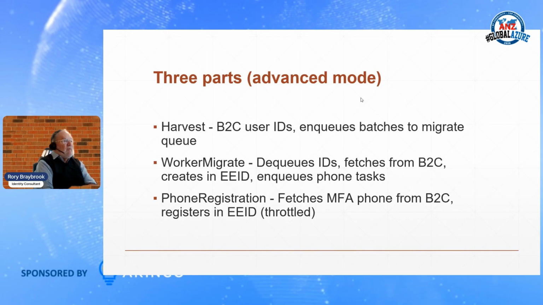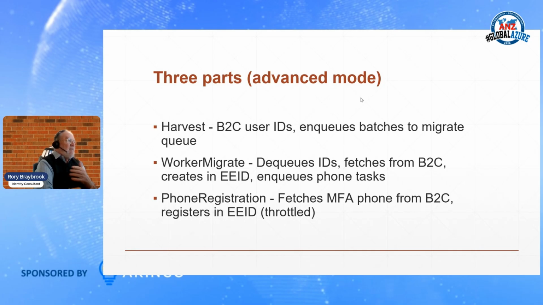Now, the advanced mode basically is around phone numbers, MFA, and all that kind of thing. So what it does is it gets the B2C user IDs and enqueues them in batches, but not Azure storage, not blob storage. It puts them into a queue. And then the worker migrate takes out the IDs, fetches the user information from B2C, creates them in Entra ID, and gets all the phone and MFA information and then queues that on another queue. And then the phone registration fetches all those details from B2C and registers them in EID.